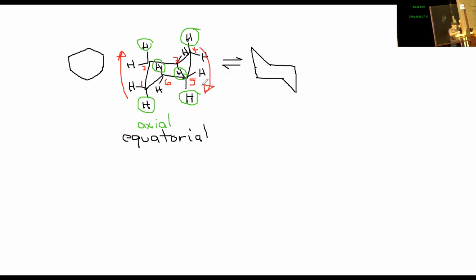We'll just invert the whole molecule. And as a result, carbon 1 is going to wind up over here, then carbon 2 over here, 3, 4, carbon 5 will be over here, and carbon 6 will be over here. We'll just bend the whole thing around.